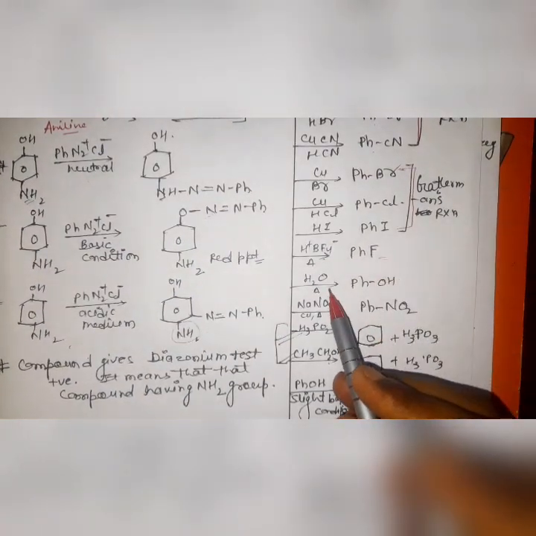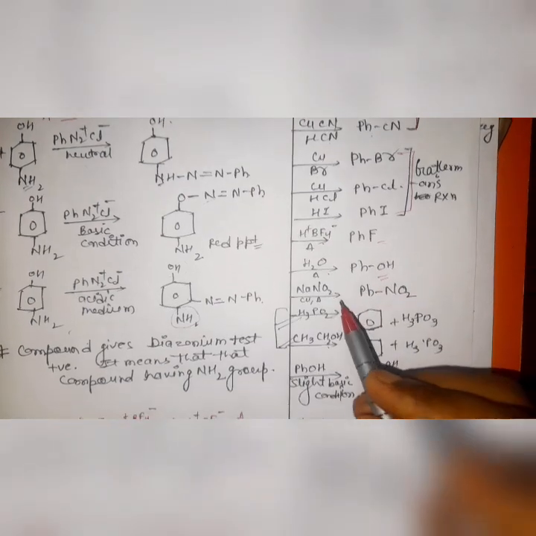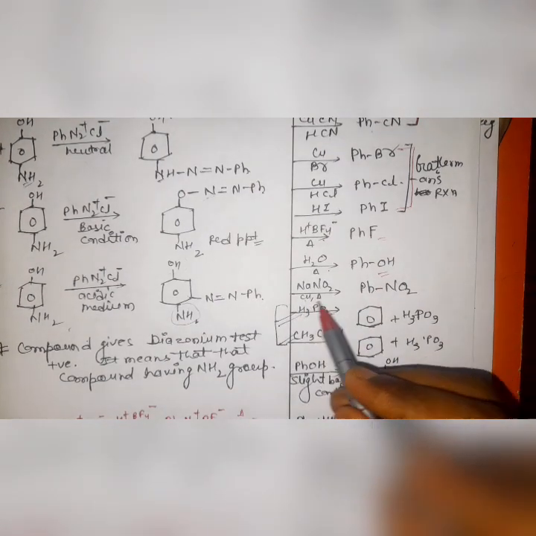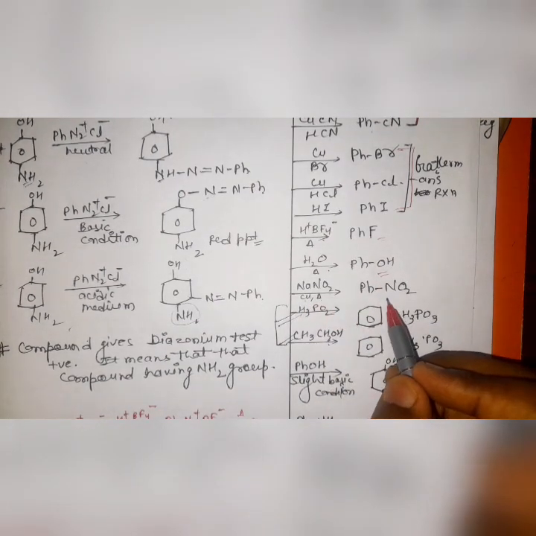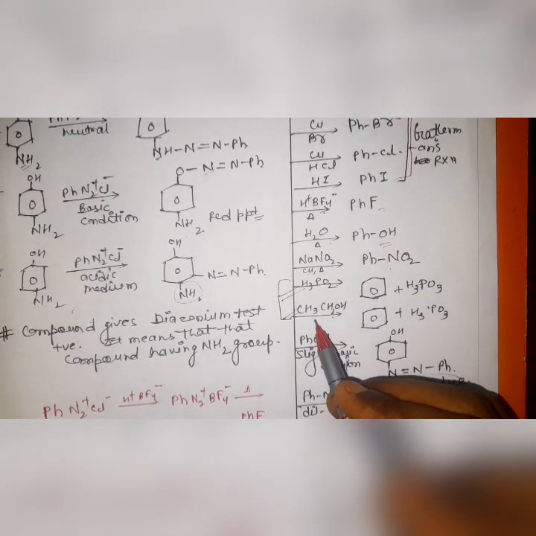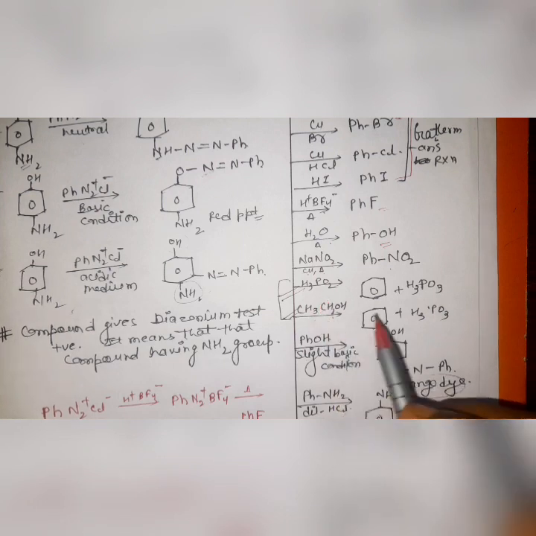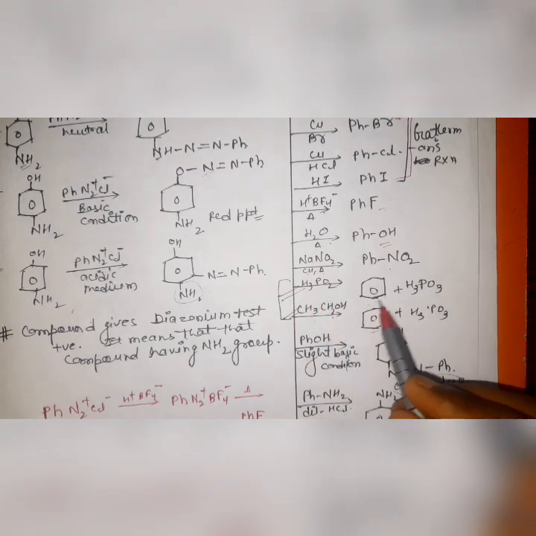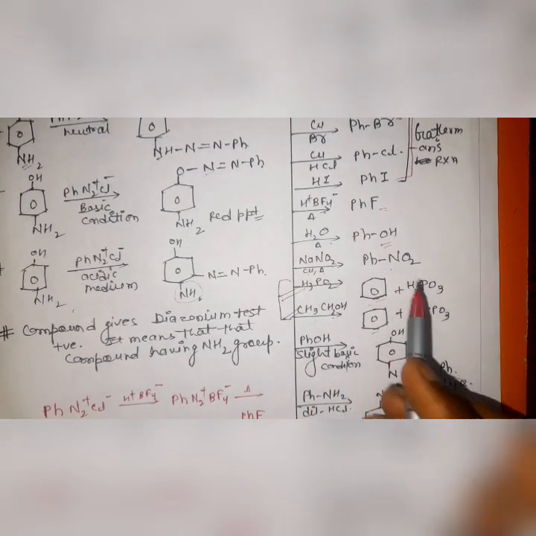When it reacts with H2O, it will give PhOH, and when it reacts with NaNO2 and copper and heat, it will form PhNO2. When it reacts with H3PO2 and CH3CH2OH, both give the same kind of result, that is the benzene ring, where deamination takes place.